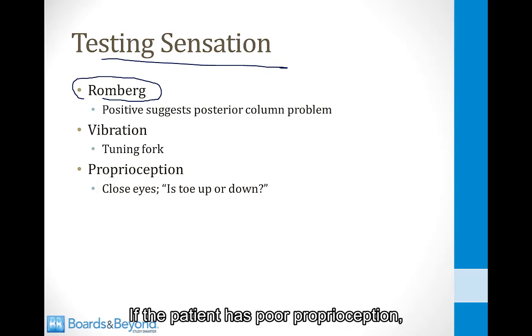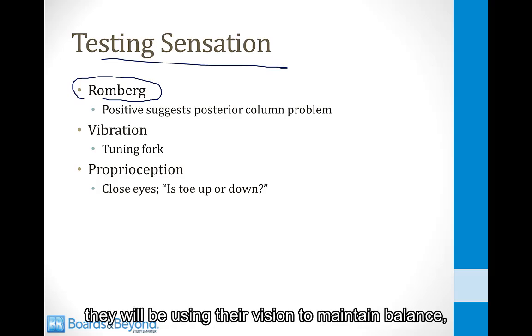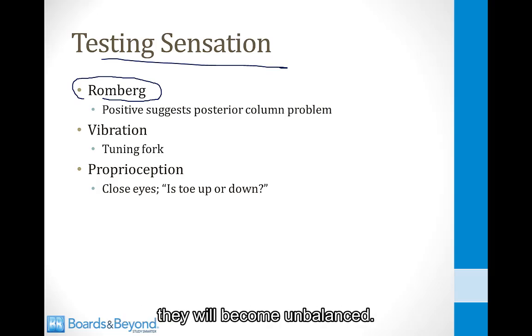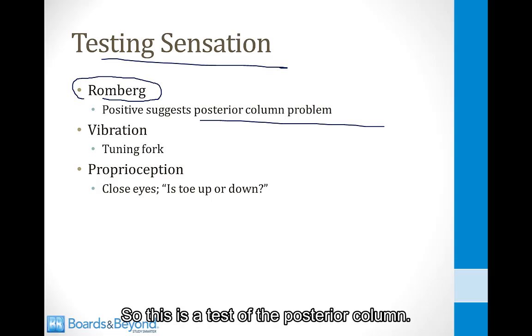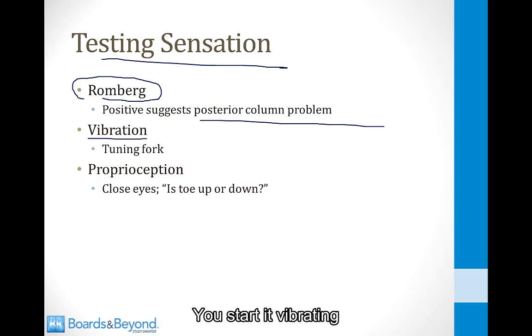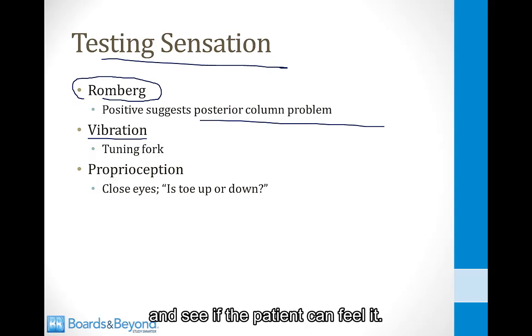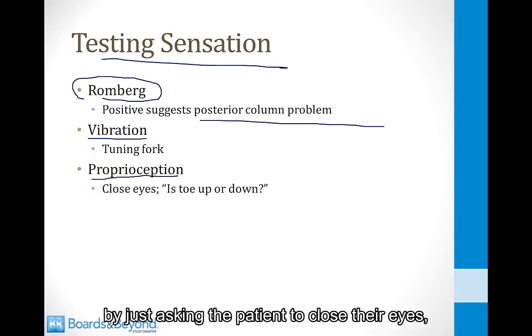If the patient has poor proprioception, they will be using their vision to maintain balance. And when you ask them to close their eyes, therefore you take away their vision, they will become unbalanced. So this is a test of the posterior column. Vibration is tested with a tuning fork. You start it vibrating and you place it on different portions of the body and see if the patient can feel it.